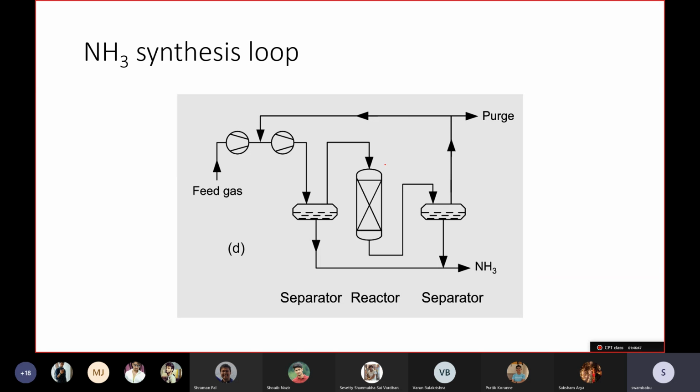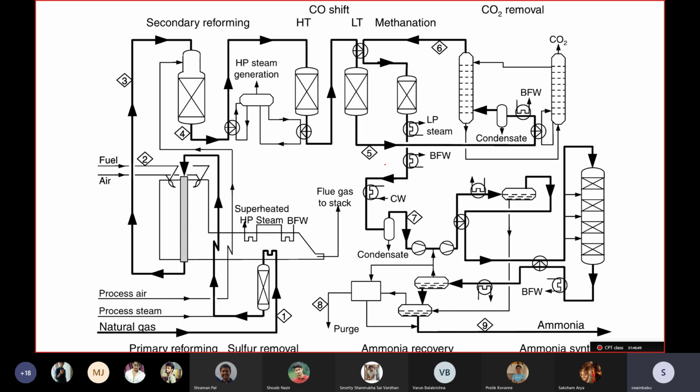So this is the synthesis loop. This is the complete typical flow sheet. I just showed you the primary reformer, with fuel and air. I will talk about this flow sheet in the next class as time is going.